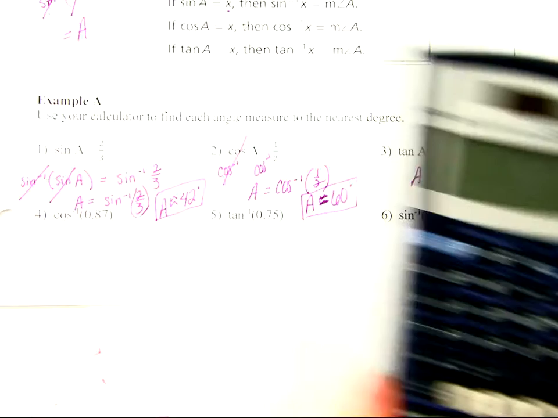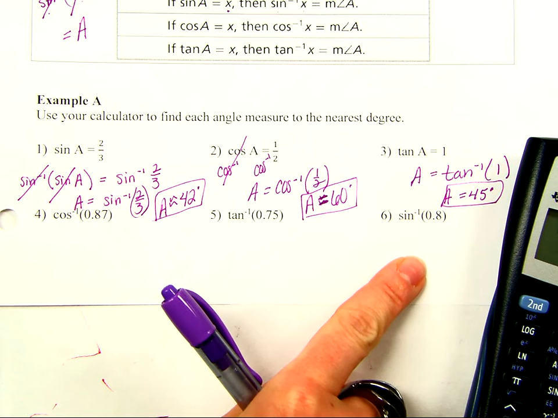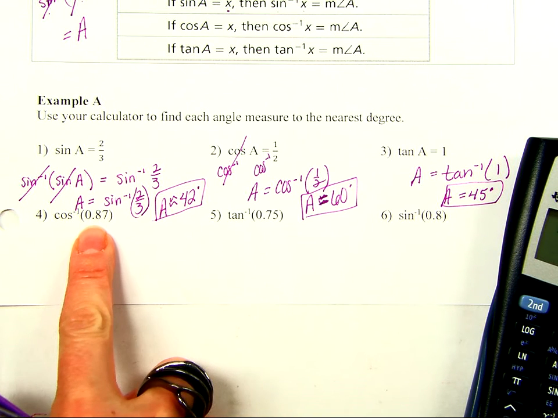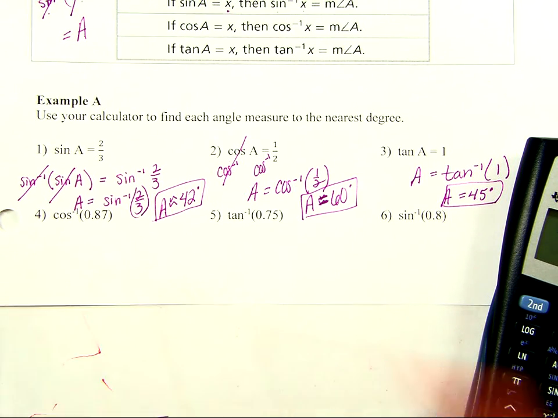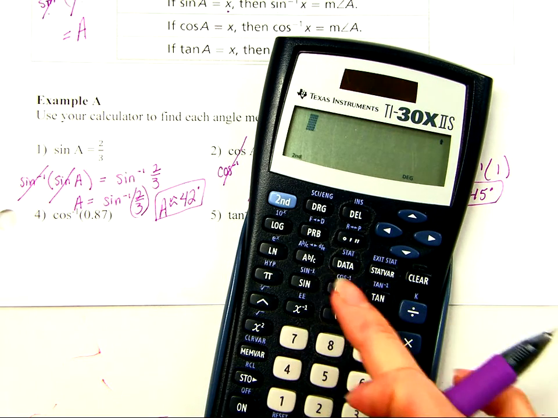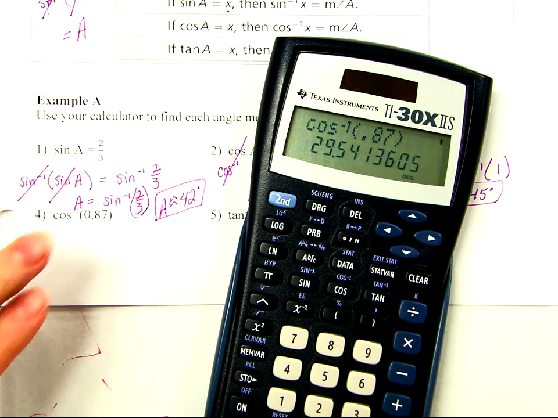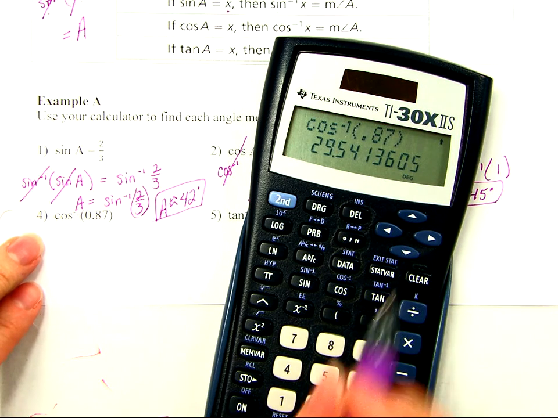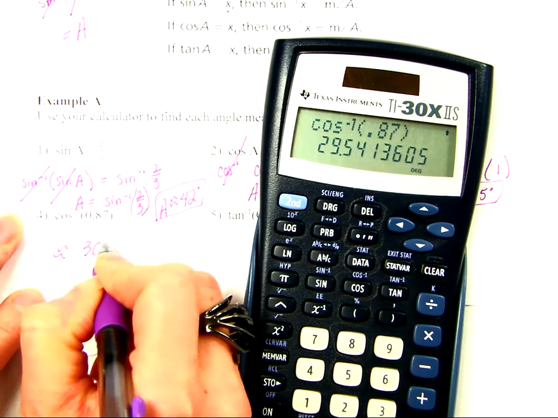Sometimes they are written a little bit differently. Down here, 4, 5, and 6, they're just asking us to calculate them, and they gave the ratio as a decimal, probably rounded to the nearest hundredth, and so I'm going to calculate them the same way. I'm simply just going to type in my decimal. Again, we're going to round these to the nearest degree, and so this would be approximately 30 degrees.